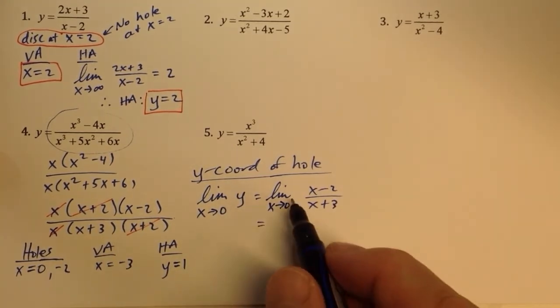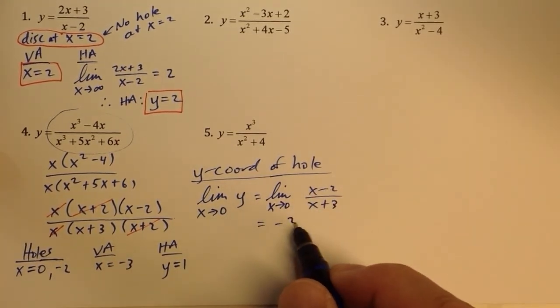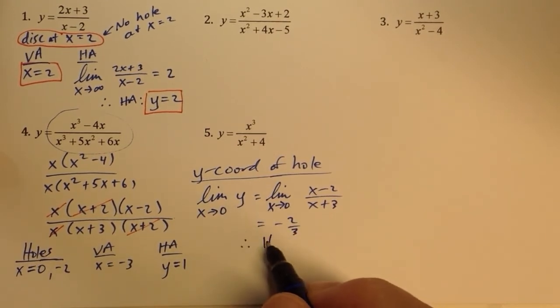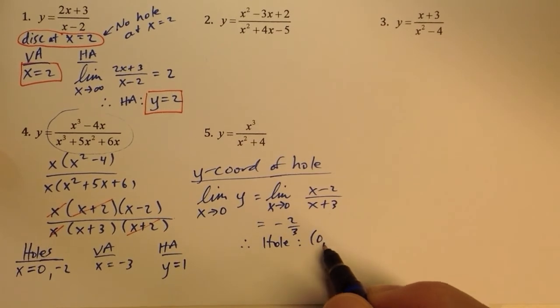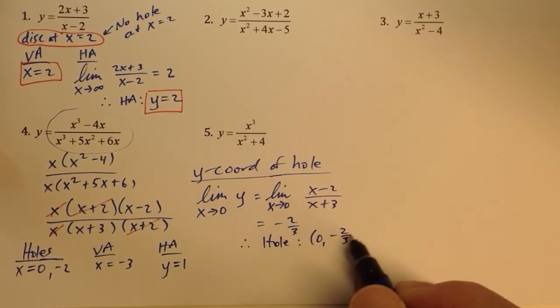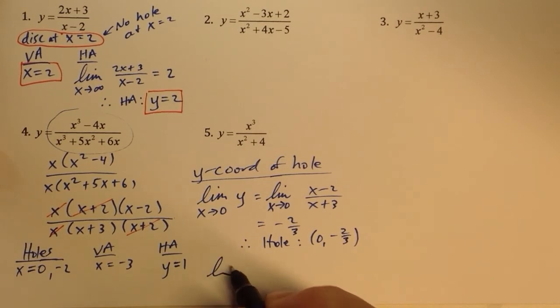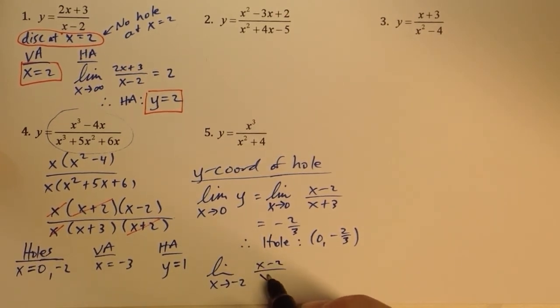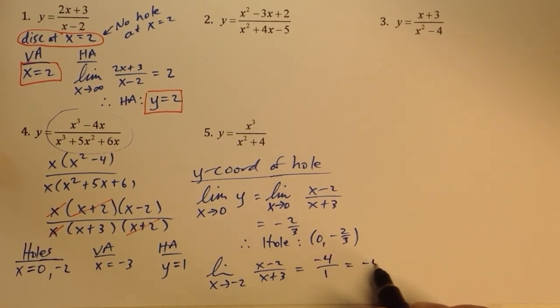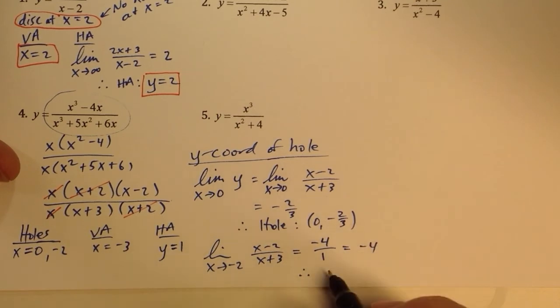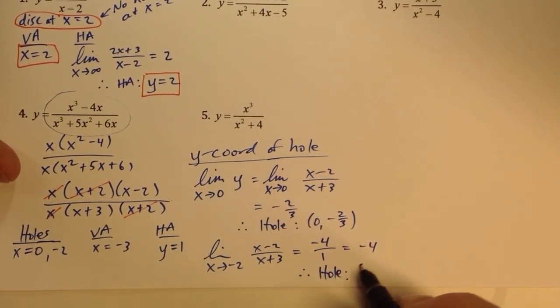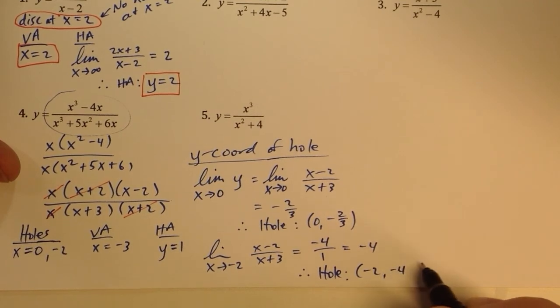And so all we have to do is replace x with 0. We get -2 over 3. And therefore we get one hole at the x coordinate of 0 and the y coordinate of -2/3. Okay, let's find the y coordinate of the other hole. Maybe pause the video and try this one on your own. The limit as x approaches -2 of x minus 2 over x plus 3. Plug a -2 in for x. We get -2 minus 2 is -4. -2 plus 3 is 1. So we get -4. So we get another hole at (-2, -4).